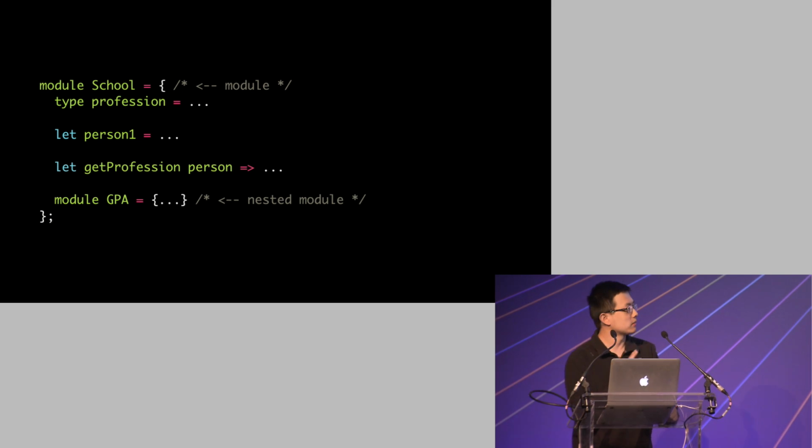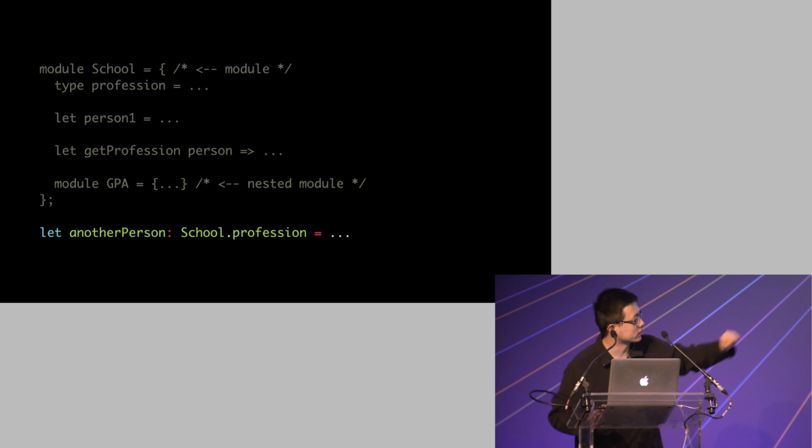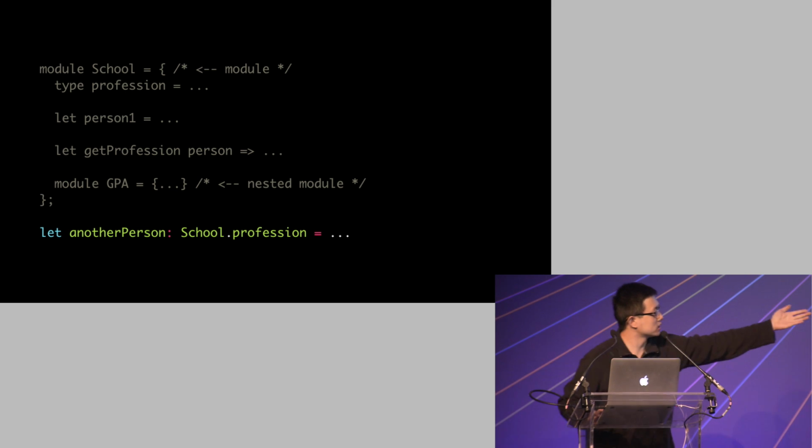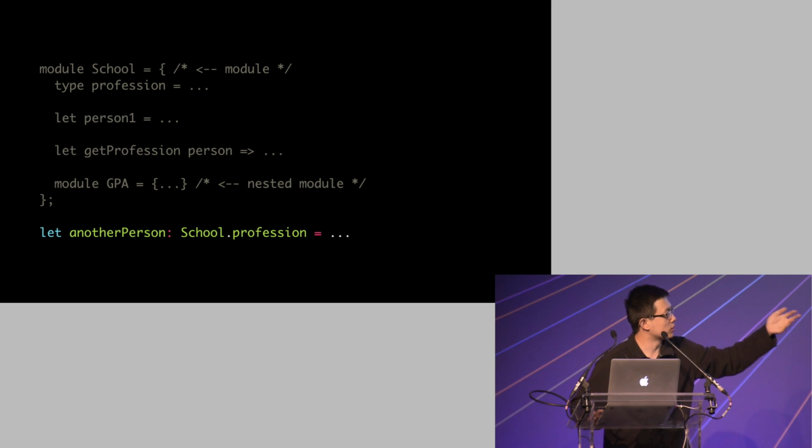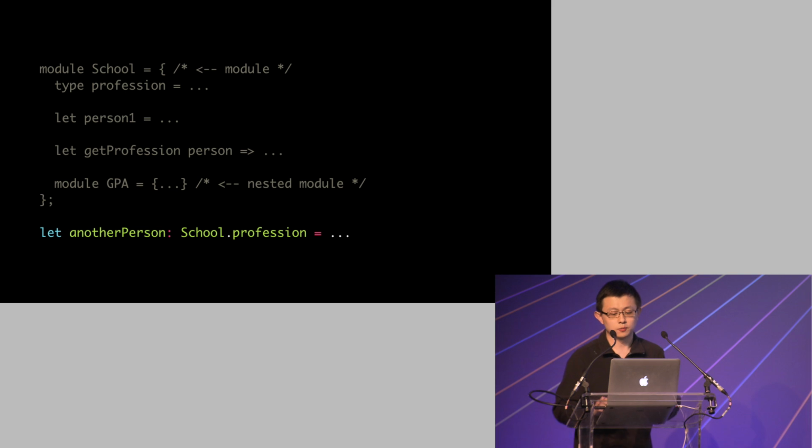And then bundling might remind you of JavaScript objects, right? But it's a little bit more featureful in this language. And you can refer to types and let bindings and all through that modular scope. So it's kind of like a first-class thing you can kind of carry around. So this is basically a normal let binding. Let another person equals to, what type is it? School.profession, the type profession in that namespace.